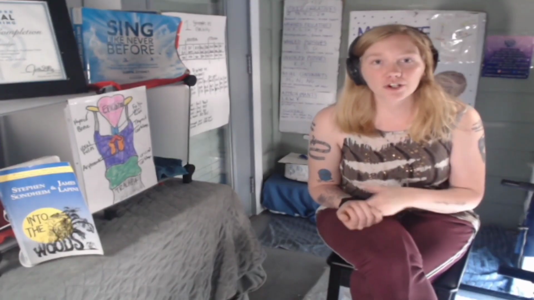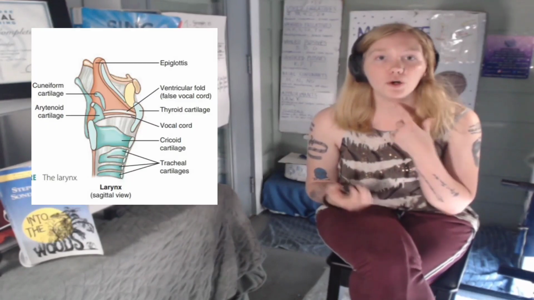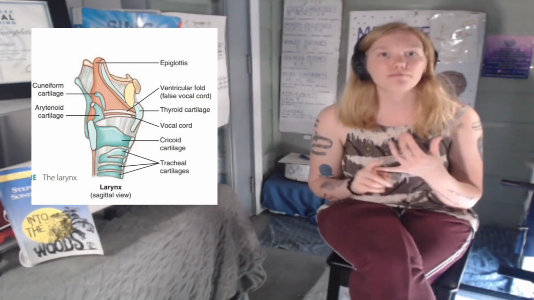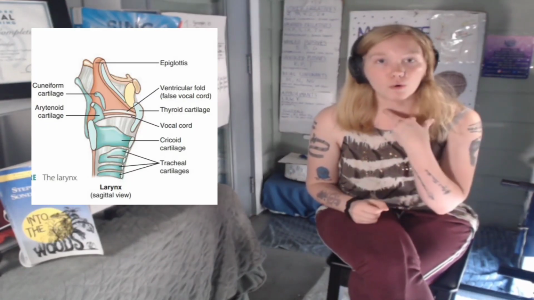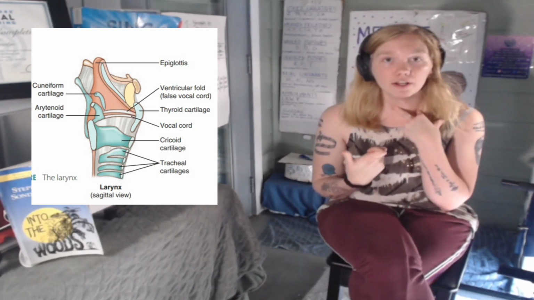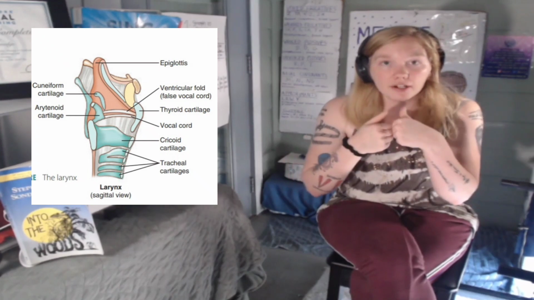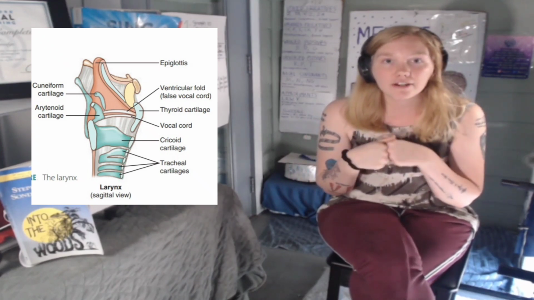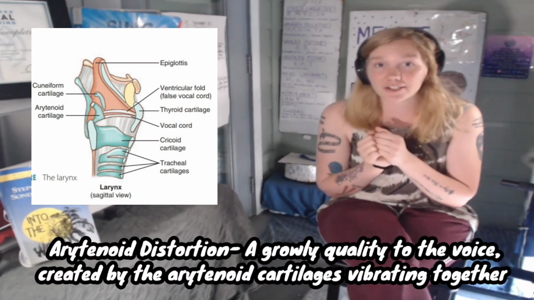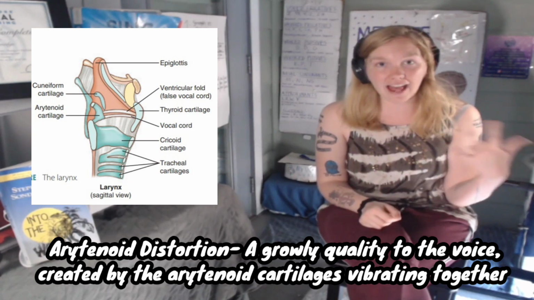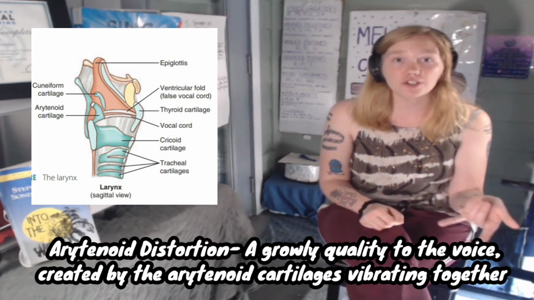So before we get started, I want to kind of go over the base distortions. In your throat, you have this bulge in your throat. It's called your larynx. Your larynx has many parts and pieces, including your vocal cords and the things attached to them. And one of those is your arytenoids. Arytenoids are these little cartilages that get brought together, and they vibrate and create all these very interesting growly kind of sounds.